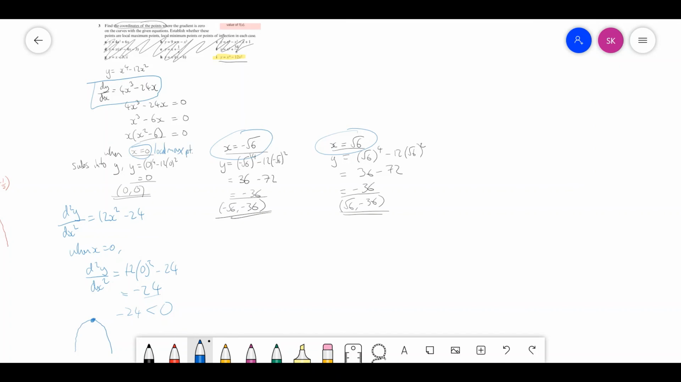Pause the video and have a go at doing the other 2 points on your own if you weren't sure about the first one, but you now think you've got it. Press play when you're ready for me to go through it.